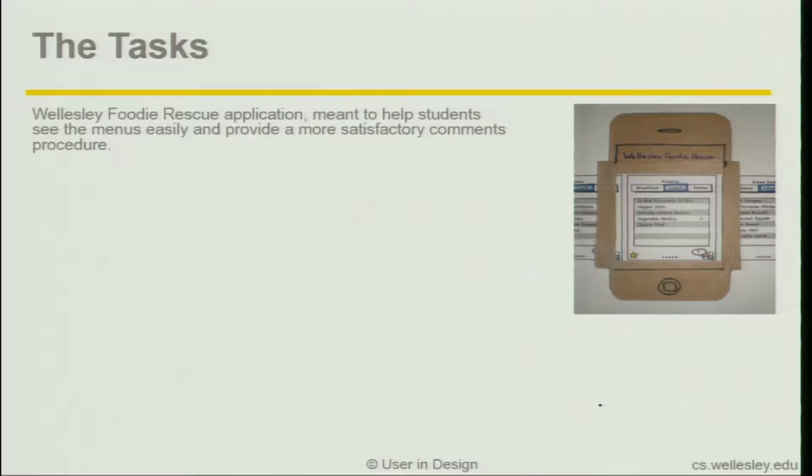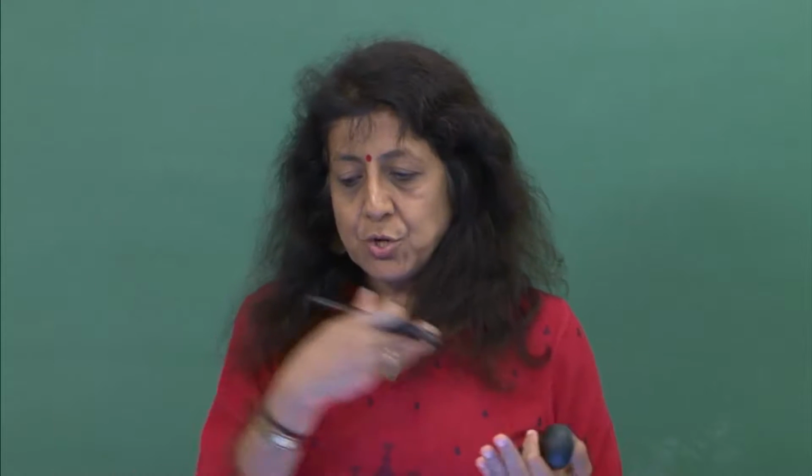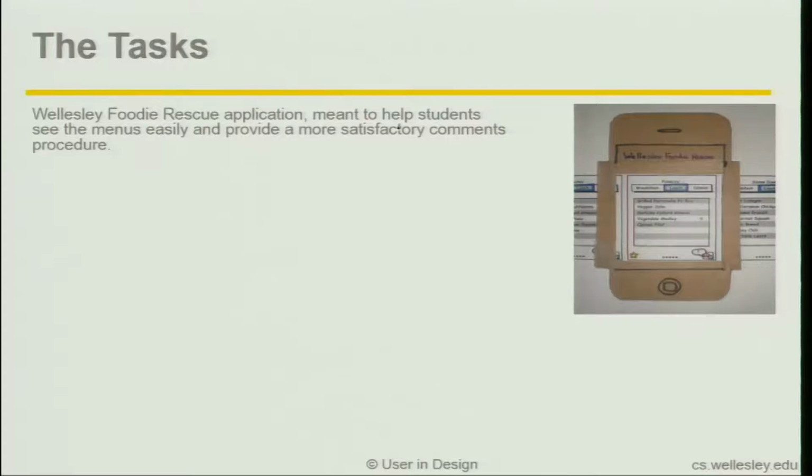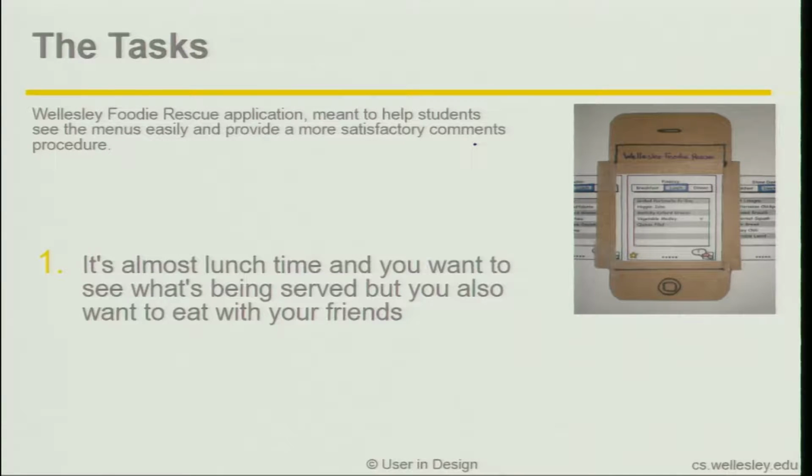So this is the earlier prototype that we saw. It's a Wellesley Foodie Rescue application, and we saw it in the context of a paper prototype. I share it with you as an example of how with paper and an overlay you can show a sliding screen. Now, what is this application? It is meant to help students see menus easily and provide a more satisfactory comment procedure. Now, let's look at some of the tasks that were designed.